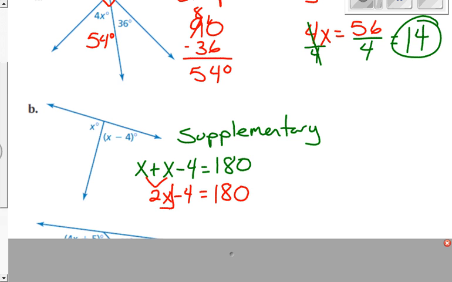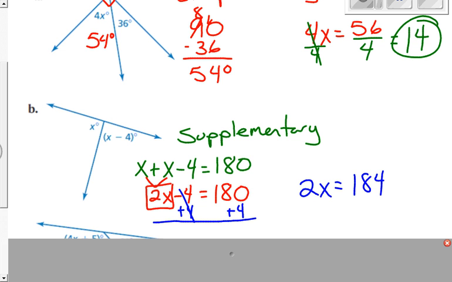I'm going to box off my 2x. I'm now going to add 4 to both sides. So now I'm left with 2x equals 180 plus 4 is 184. Divide both sides by 2. X equals 92 degrees.